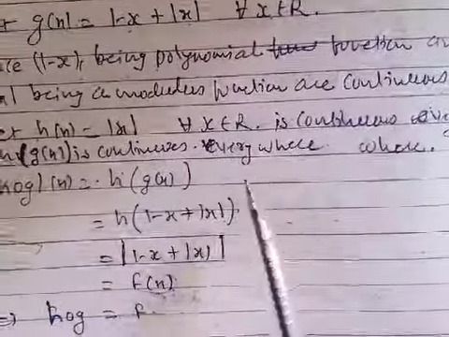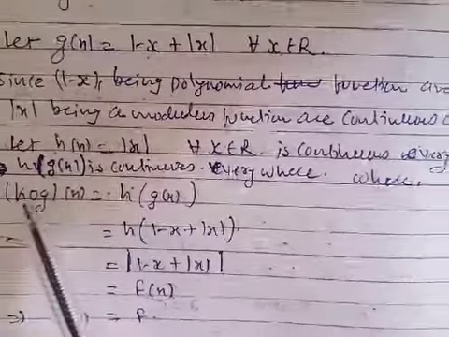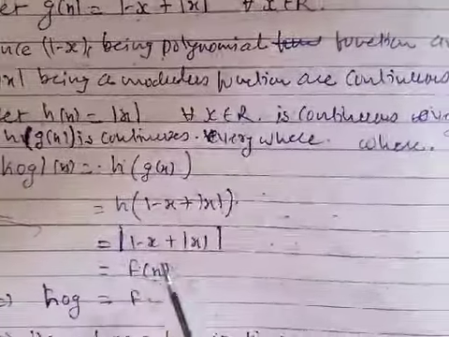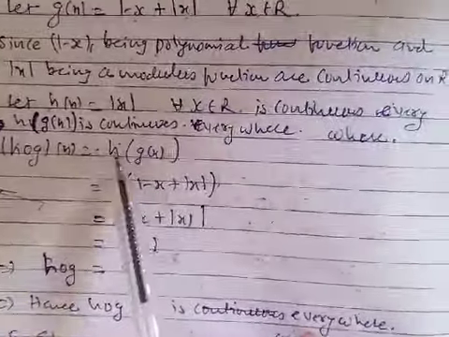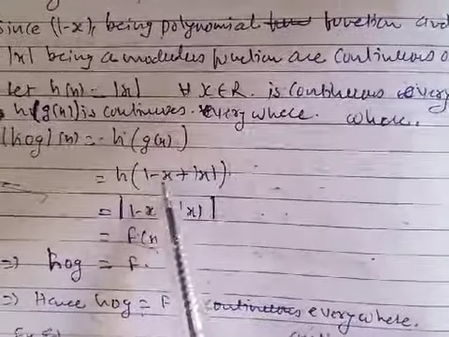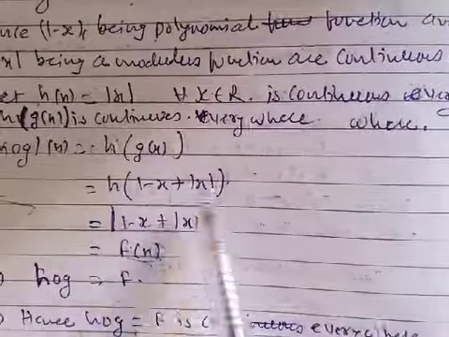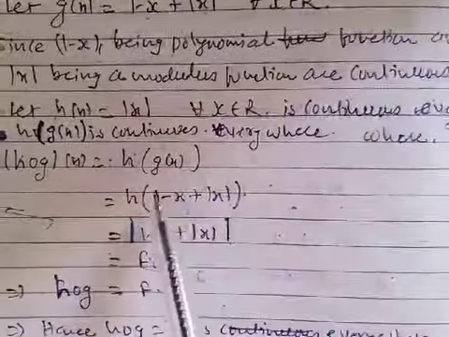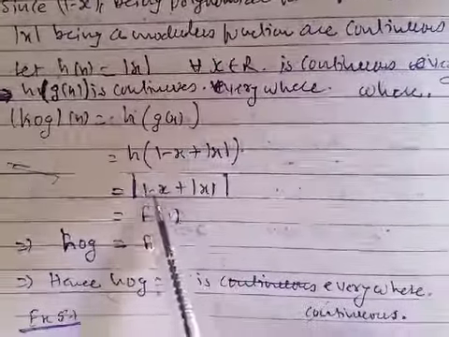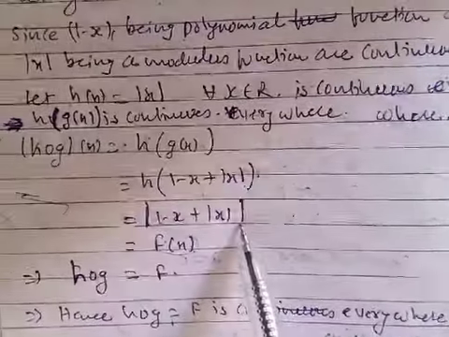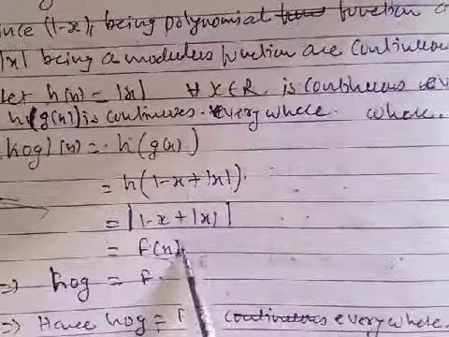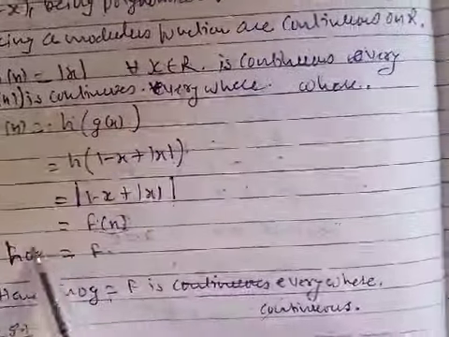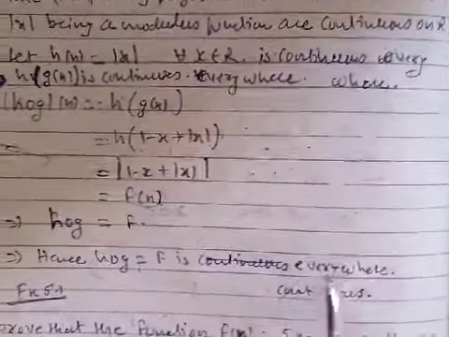Now what remains to prove? It only remains to prove that h of g of x is equal to f of x. Hog of x is continuous, therefore f will also be continuous. Let's see that hog of x is equal to h of g of x. What is g of x? 1 minus x plus mod of x. What is h, mod of x? So all this will come in the place of x. So what do we get? Mod of 1 minus x plus mod of x, mod. What is this? f of x. So we proved that hog of x is equal to f. But hog of x is continuous, so f is also continuous everywhere.